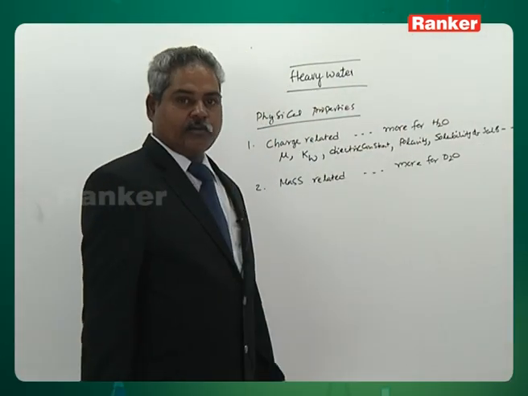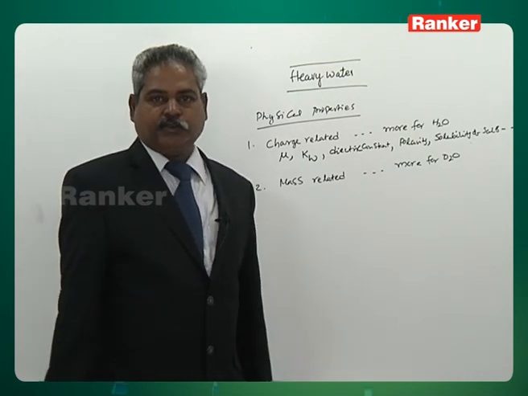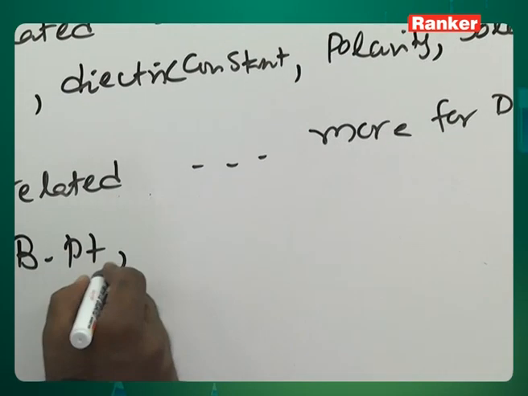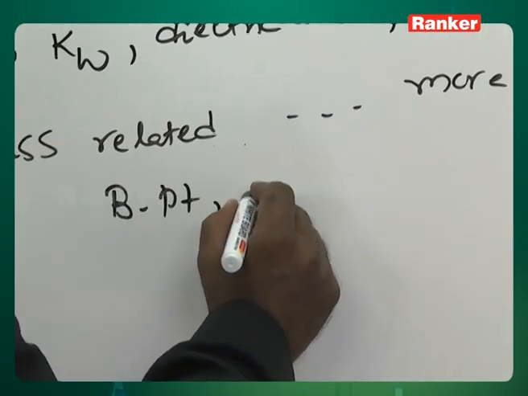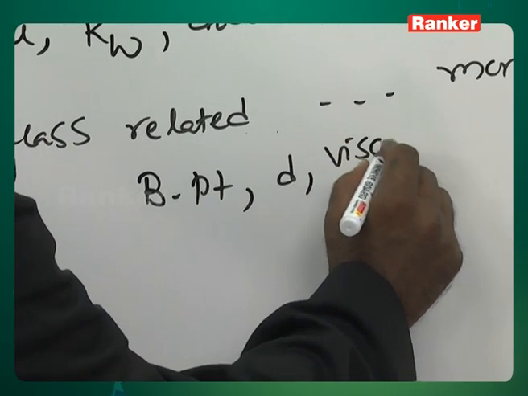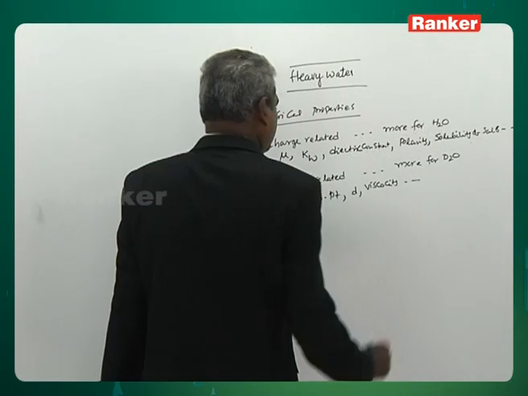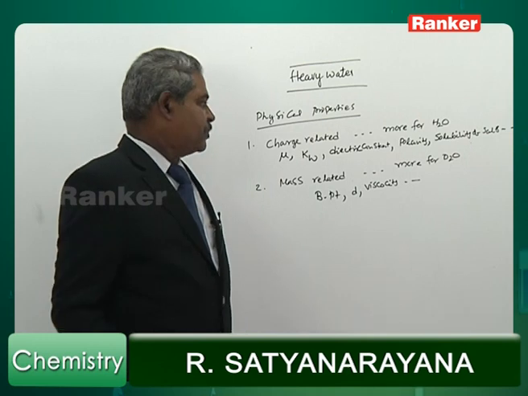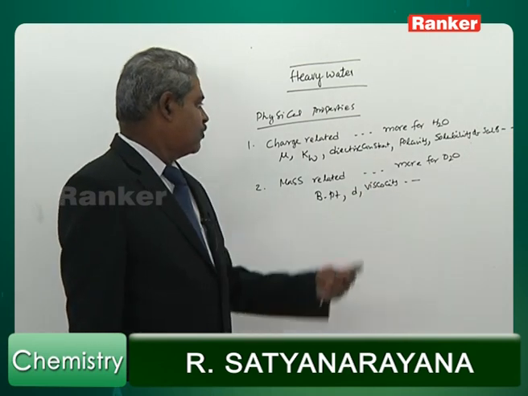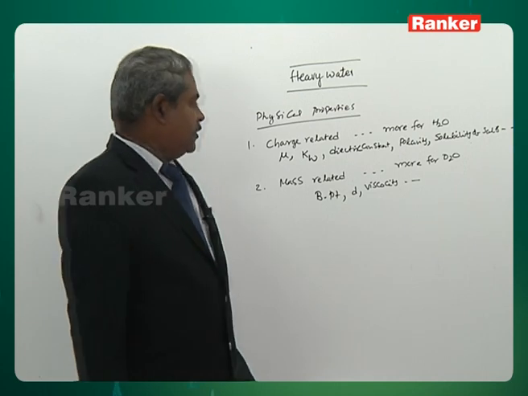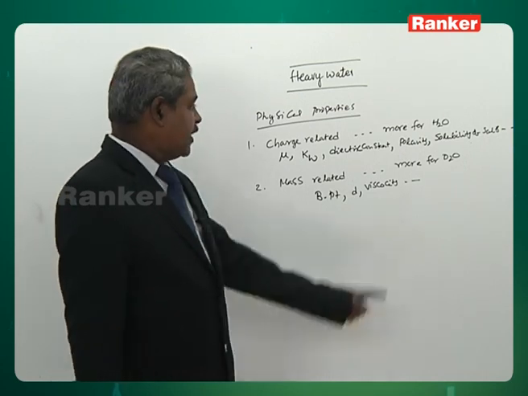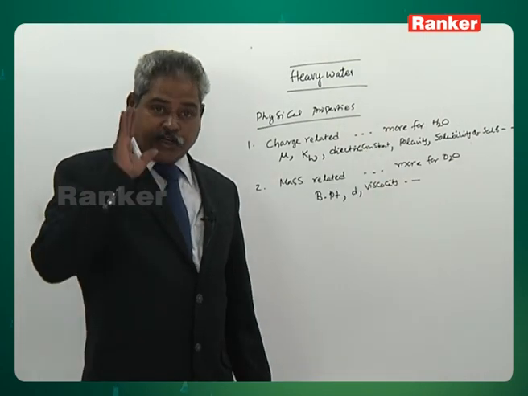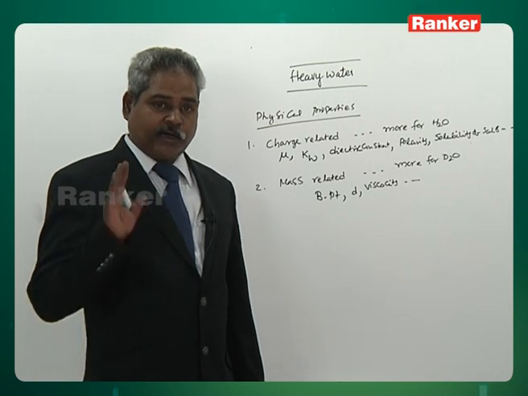And what are mass related properties? Mass related means something like van der Waals forces, boiling point. Boiling point is more for D2O. Of course, density, viscosity, surface tension, all these are mass related, where cohesive forces are also involved. Since it has an additional mass of 2 units, all these are more for D2O. And temperature of maximum density: H2O has a maximum density at 4 degrees, whereas D2O has a maximum density at 11.2 degrees.